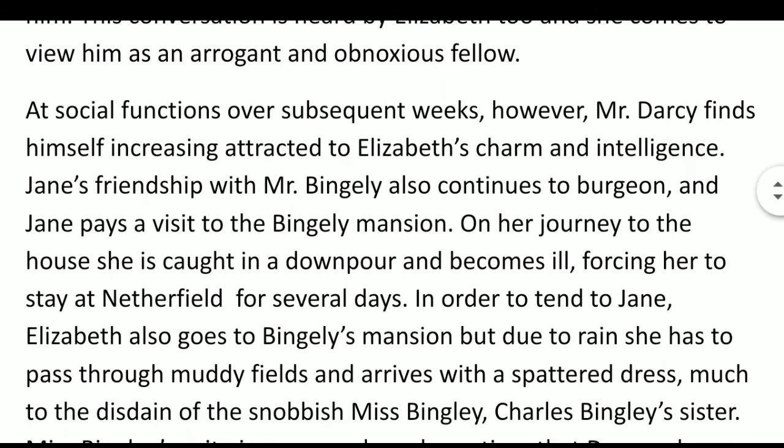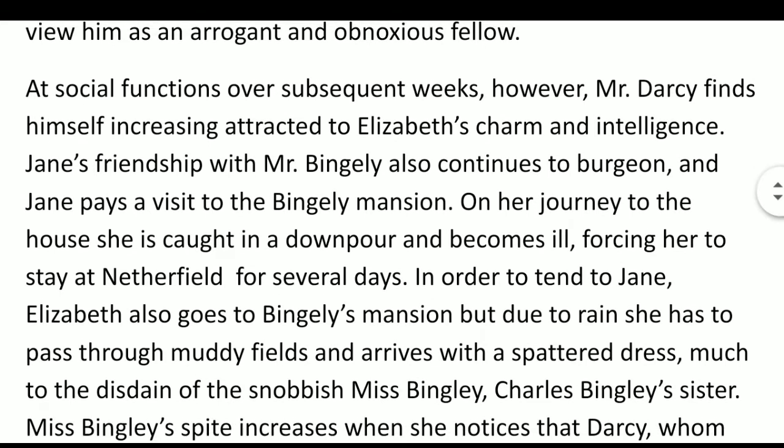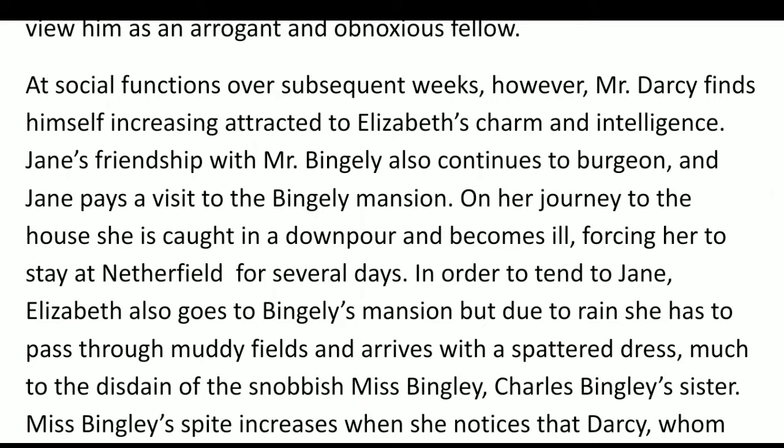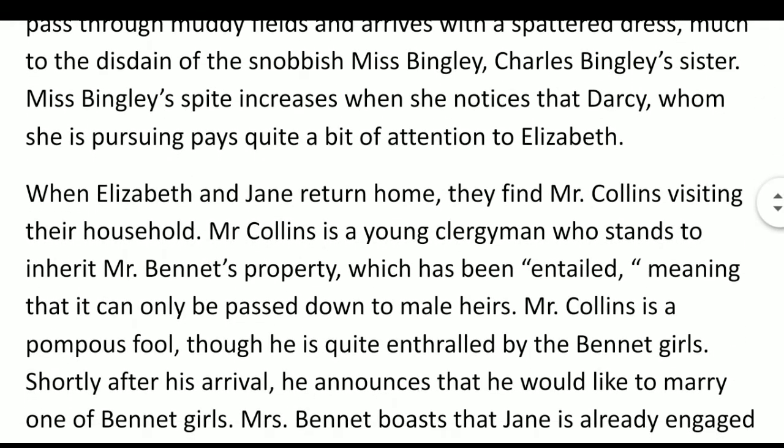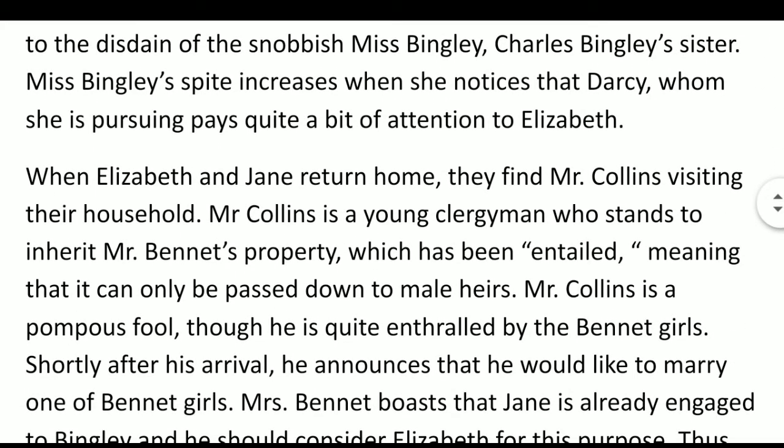for several days. In order to tend to Jane, Elizabeth also goes to the Bingley mansion, but due to rain, she has to pass through muddy fields and arrives with a spattered dress, much to the disdain of the snobbish Miss Bingley, Charles Bingley's sister. Miss Bingley's spite increased when she noticed that Darcy, whom she is pursuing, pays quite a bit of attention to Elizabeth.